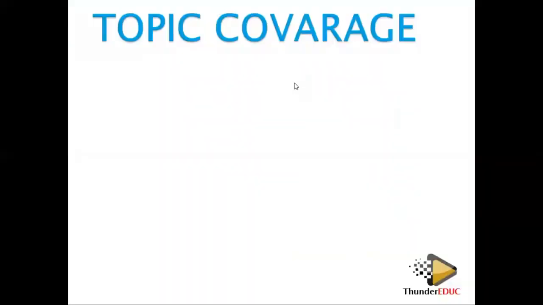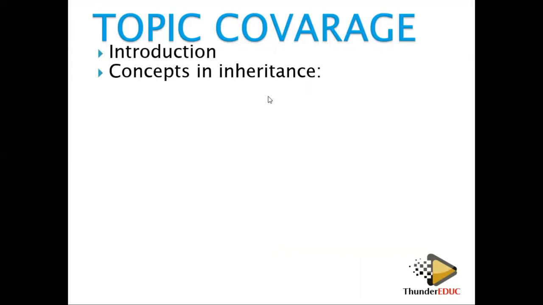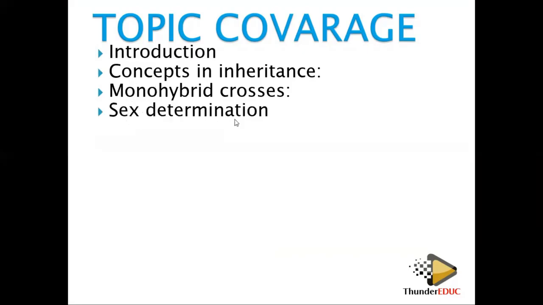Basically, in this topic, these are the things you need to cover. We're going to cover the following subtopics. First one is concepts of inheritance, the terminologies. You need to know the terminologies. Monohybrid crosses, crosses which involve one character, mono, one character. Sex determination: what is the percentage chance for you producing a girl or a boy? How do you determine the sex of a kid?